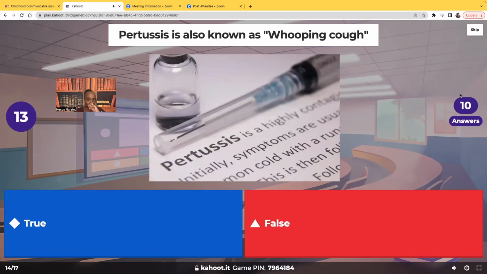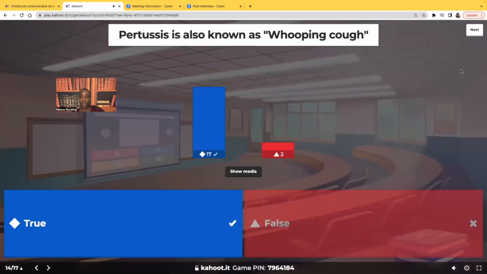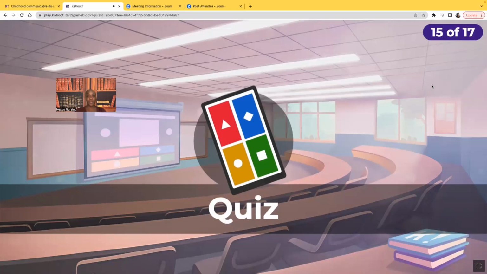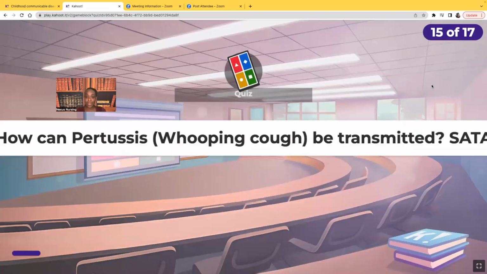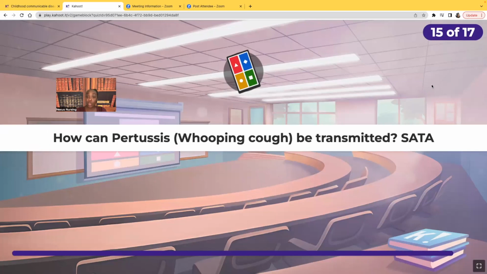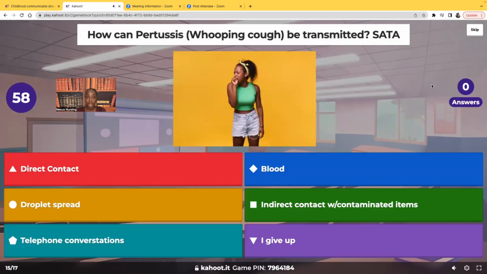I think I actually gave you guys the answer in one of the other questions. Everyone should get this correct. It's true. Select all that apply. How can pertussis, also known as whooping cough, be transmitted? Is it by direct contact, blood, droplet spread, indirect contact with contaminated items, telephone conversations?